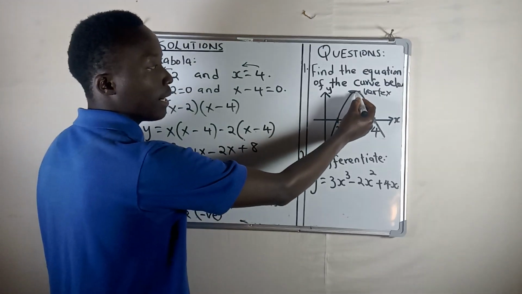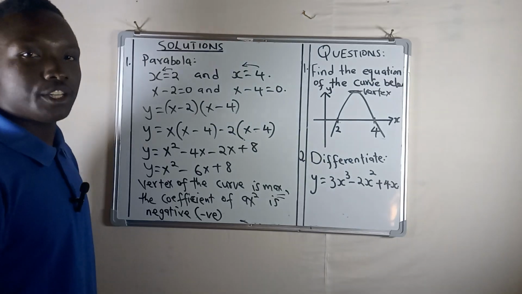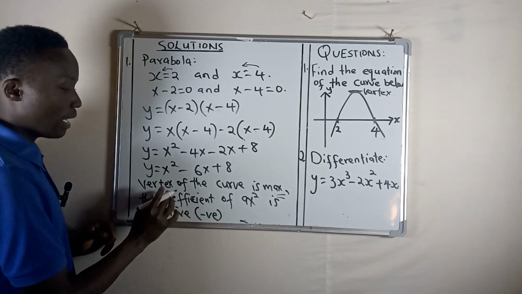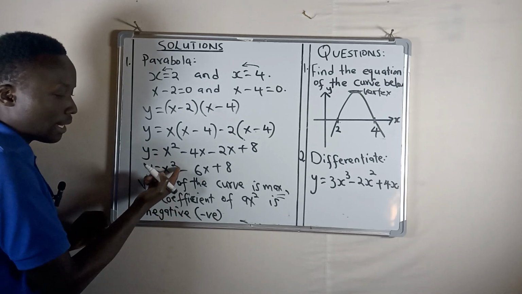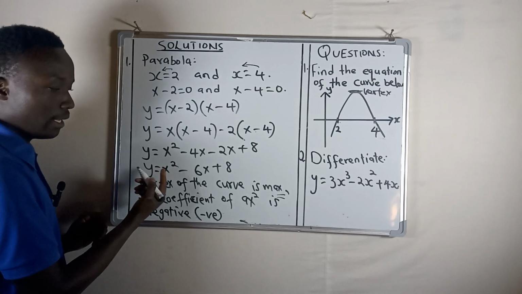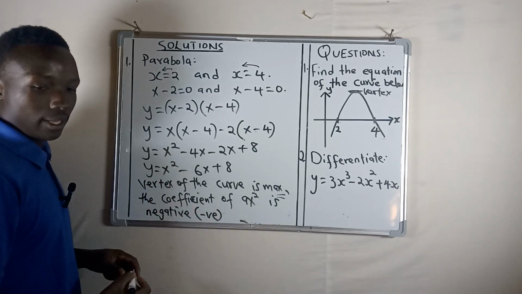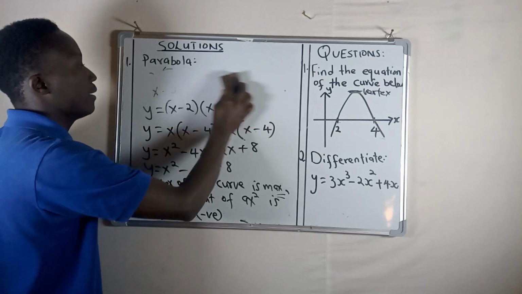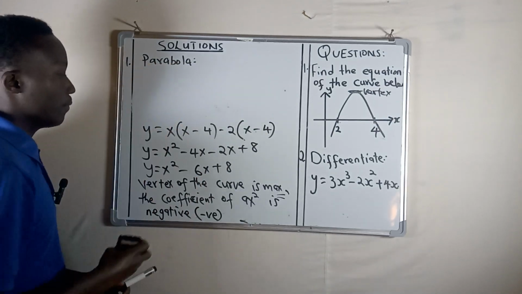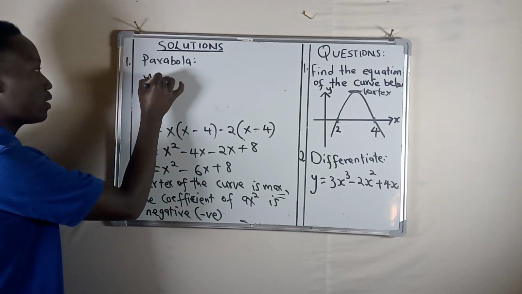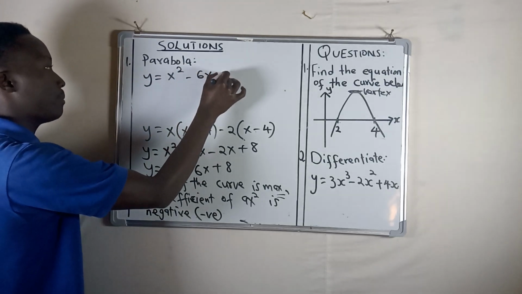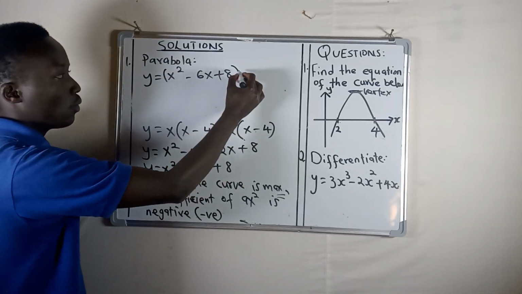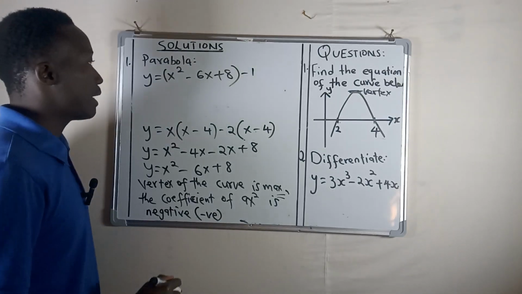Since the vertex of our curve is maximum, or is N-shaped, we are going to multiply our function by negative 1 so that we can make the coefficient of x squared negative. So our equation is y is equal to x squared minus 6x plus 8, and we are going to multiply the equation of our curve by negative 1.